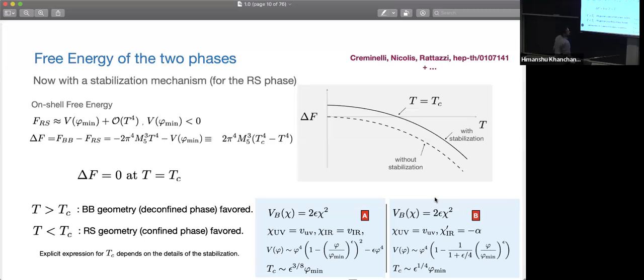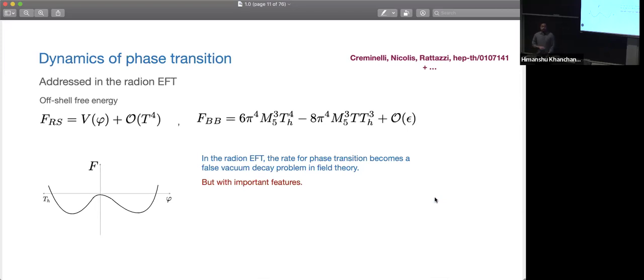What is relevant is that the critical temperature is always smaller than the confinement scale. There is some parameter that sits here, which is the 5D parameter, and it's usually taken to be small. So the critical temperature is smaller than the confinement scale, at least in the models that people have studied. So far so good, but this was still a question of statics, right? Temperatures higher than TC, temperatures lower than TC.